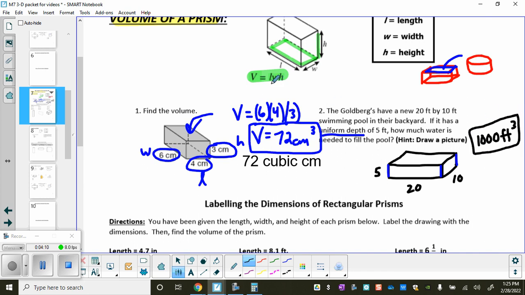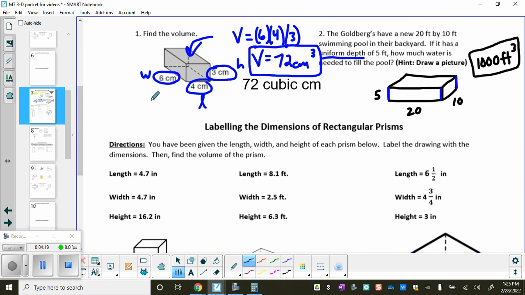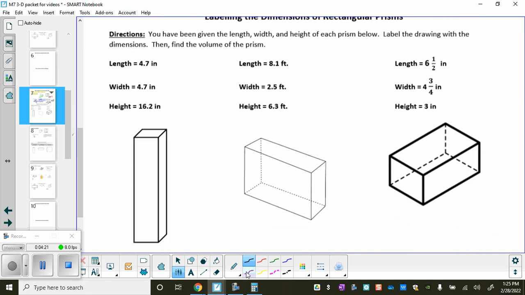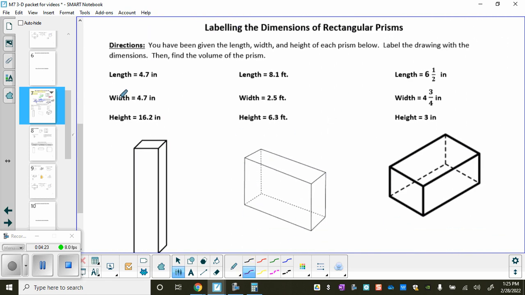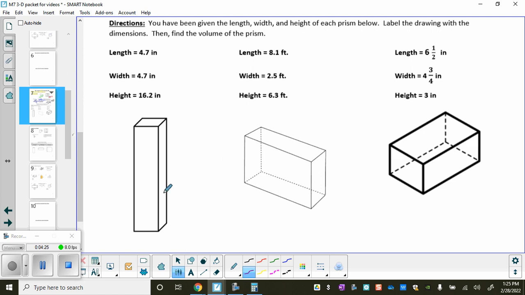So for volume, you're just multiplying the 3 dimensions together. So the math here isn't too hard. It's actually a pretty easy topic. You're going to like these questions. Let's practice though with the tougher version of this, which is really just if I give you a blank shape and I give you the dimensions, can you take these and label the blank shape? So here you've been given the length, the width, and the height of each of these prisms. We're just going to label the drawing with the dimensions and then find the volume of each of these things.